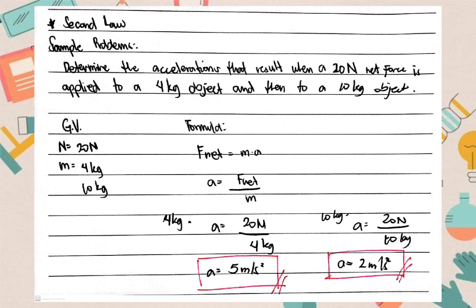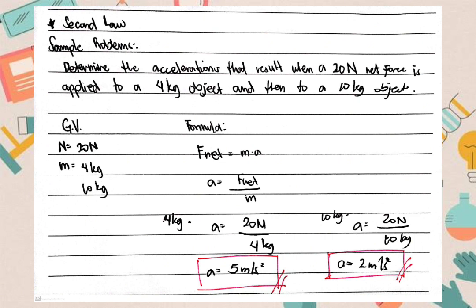For the sample problem in the second law of motion, determine the acceleration that results when a 20 Newton net force is applied to a 4 kg object and then to a 10 kg object. Write the given values: net force is equal to 20 Newton, mass is equal to 4 kg or 10 kg. To solve this problem using the formula for the second law of motion, net force is equal to mass multiplied by acceleration, and the derived formula for acceleration is a is equal to net force over mass. Then substitute the given values for each solution.